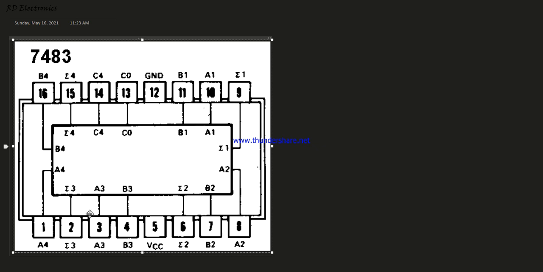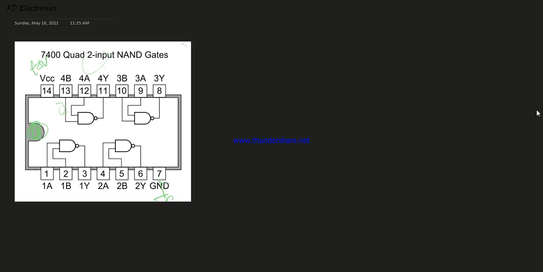This is A1. This is A2. This is A3, and this is A4. And for number B, this is B4. This is B3. This is B2, and this is B1. Students, please note that C4 is carry input and C output is carry output. I will talk about it later.